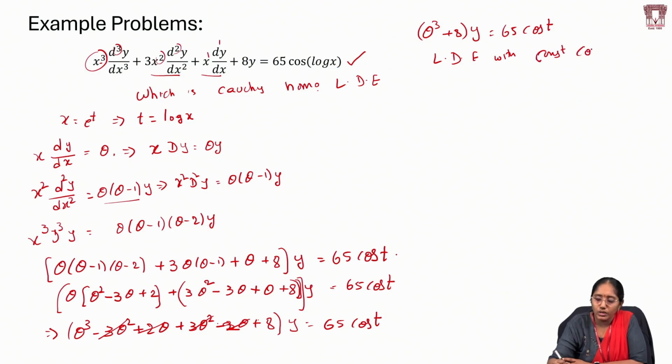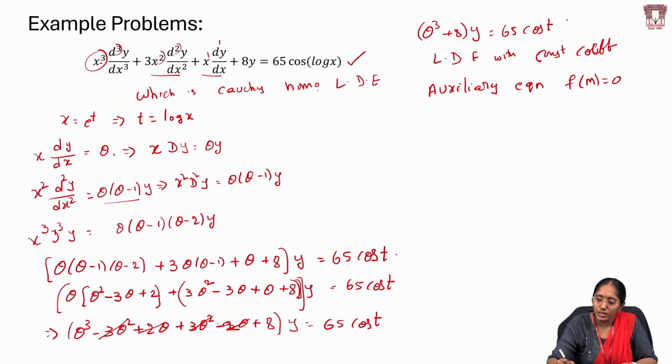With constant coefficients. Okay. Now, how to find the solution of the constant coefficients? Complementary function plus particular integral. So, how to find the complementary function? The complementary function depends on the roots of the auxiliary equation. First, write the auxiliary equation. The auxiliary equation is f of m is equal to 0.